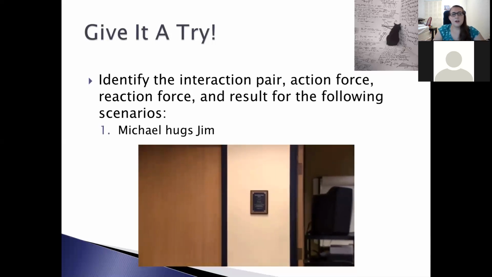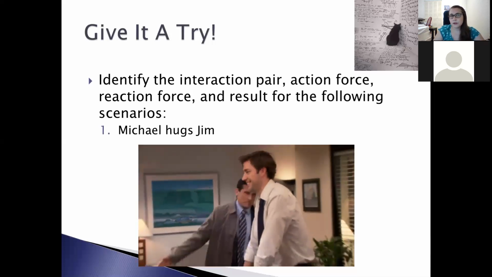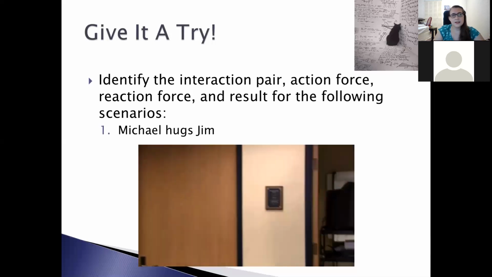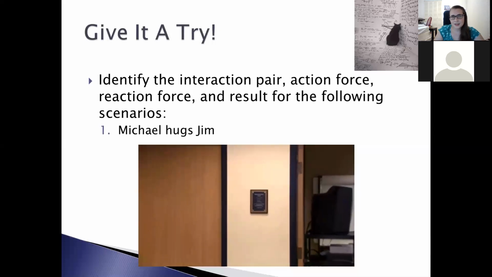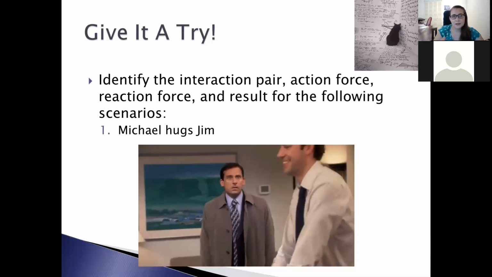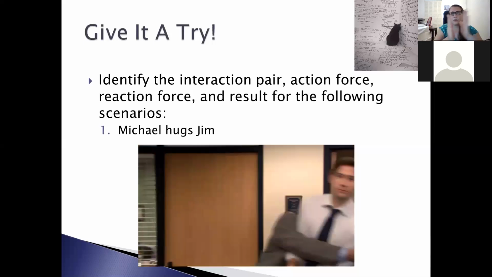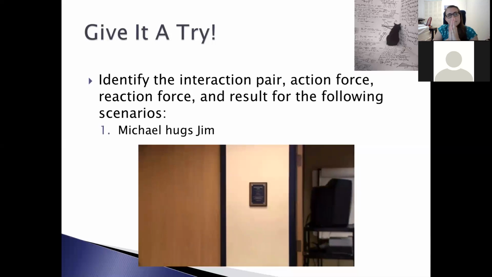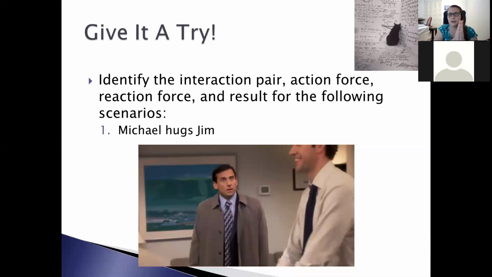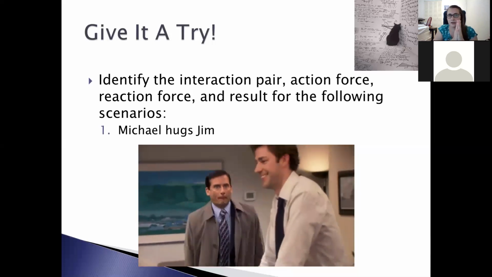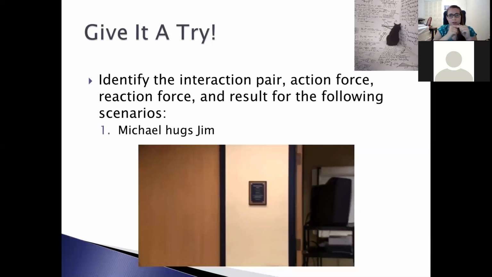So Michael and Jim falling over would be the result. That's not the reaction force. Yeah, this does tend to be the sticky point for students a lot of the time, mixing up reaction force and result. So if the action force is Michael colliding with Jim, then the reaction force would be Jim's body colliding with Michael's, right? Same magnitude, opposite directions as each other.